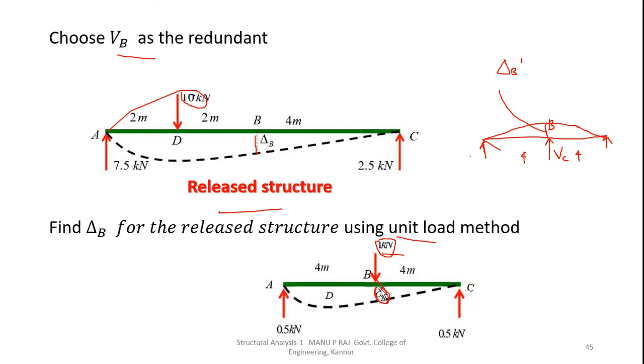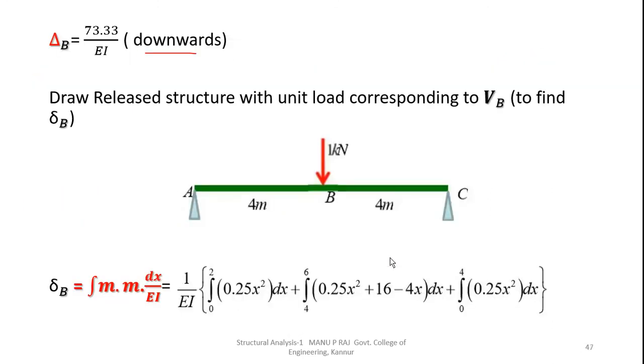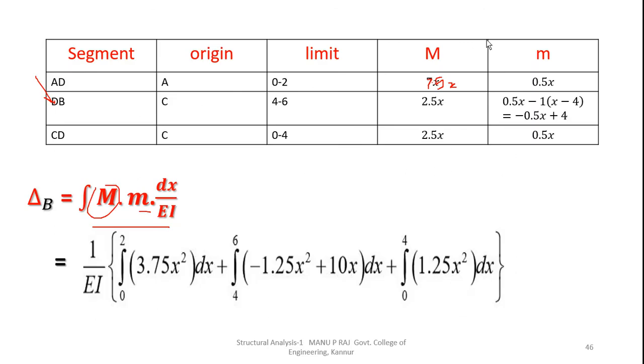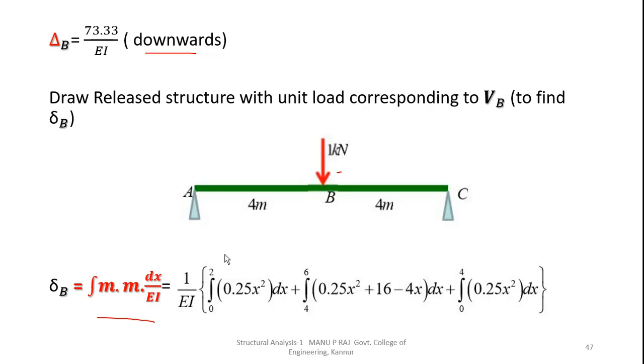Now we will find out the deflection due to this point load only, using the relation integral mm dx by EI. Here only small m is coming because the external load is 1 kilonewton, and the unit load is also 1 kilonewton. We can use this table values for small m values. From this relation we'll get small delta B, which is due to the 1 kilonewton load only.